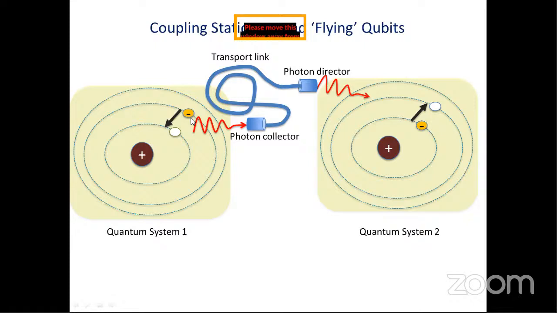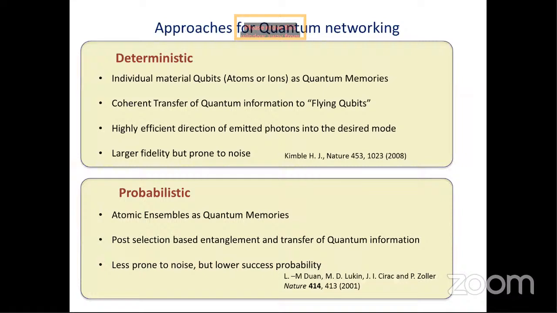But then you know that the photons emitted by atoms, for example, are not completely directed. They can be emitted in any direction. So you have to make them emit in a particular direction, and that is done using various approaches.